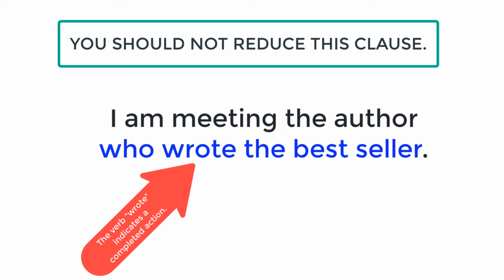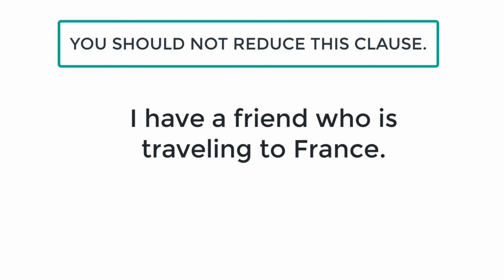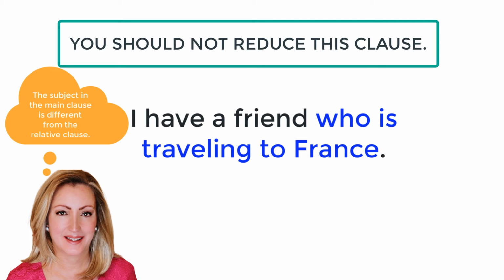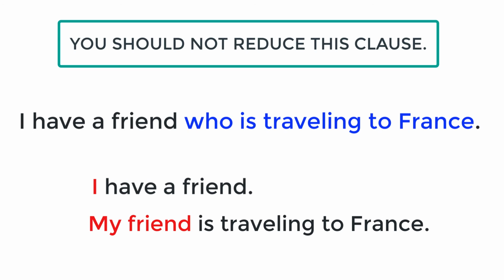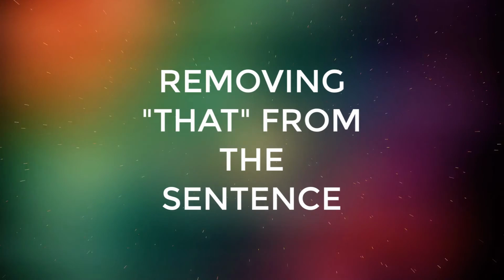Let's look at this example. I have a friend who is traveling to France. In this example, we should not reduce the clause, who is traveling to France. The subject in the relative clause is different from the one in the main clause. In essence, you have two sentences. I have a friend. My friend is traveling to France. Therefore, you would not say, I have a friend traveling to France. It is semantically dubious. There is no reduction in this case.